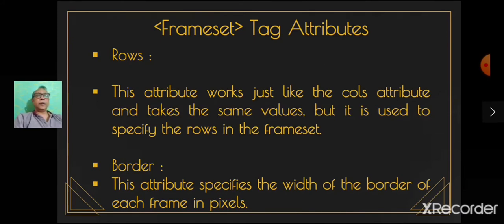Now the second attribute is rows. This attribute works just like the cols attribute and takes the same values, but it is used to specify the rows in the frameset. The next attribute is border. The attribute specifies the width of the border of each frame in pixels.